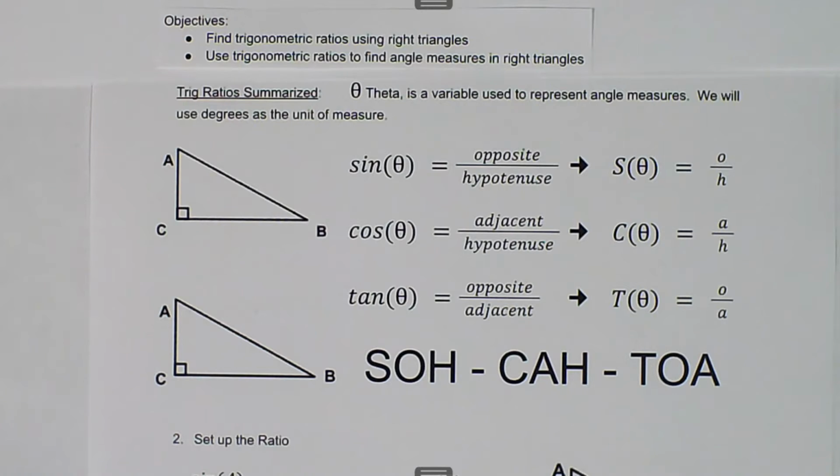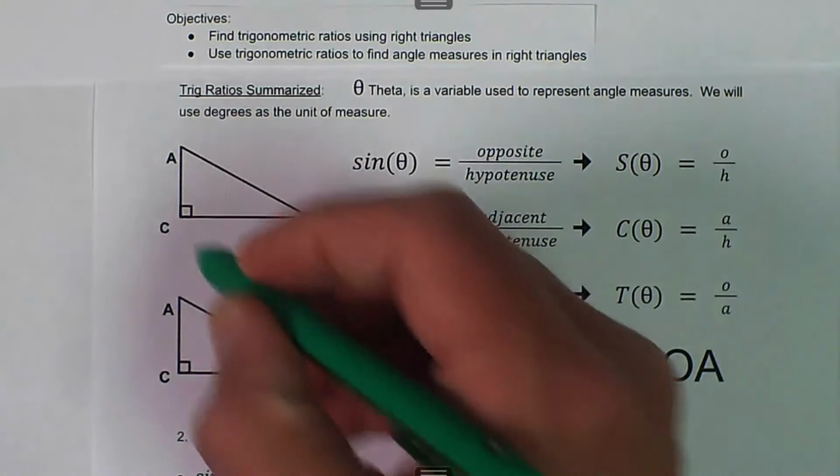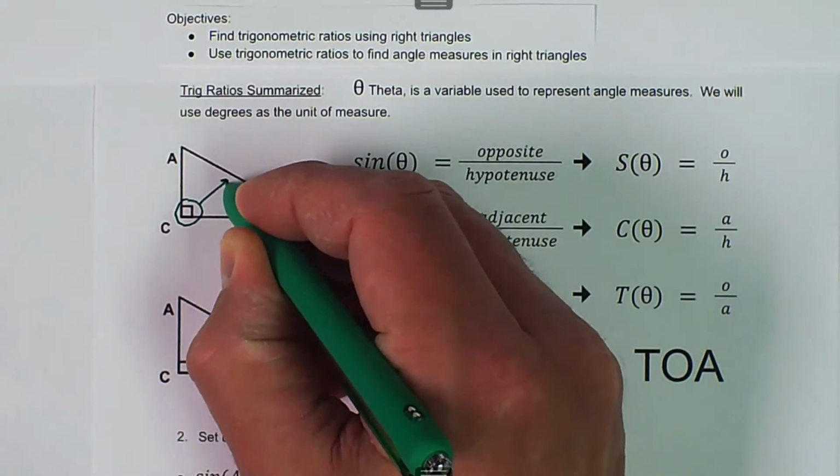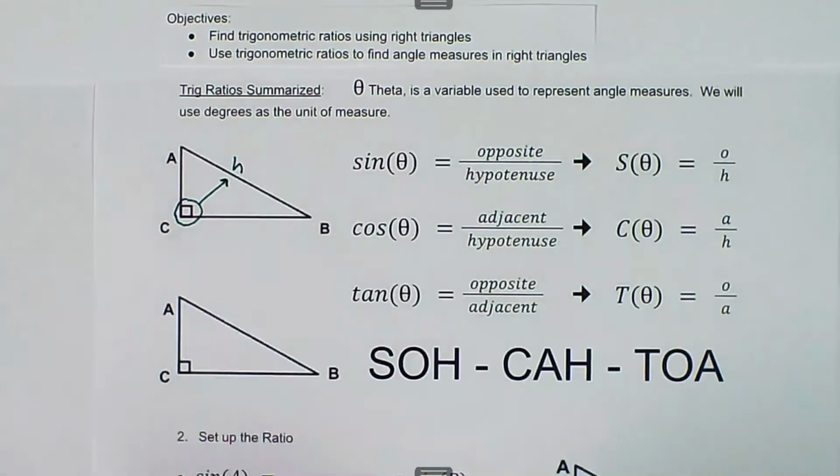It's important to understand which angle we're talking about, because that's going to change the ratios. For example, if we're looking at this triangle here, the one thing that's never going to change is where the hypotenuse is located. So here's the right triangle. The hypotenuse is always opposite the right angle.